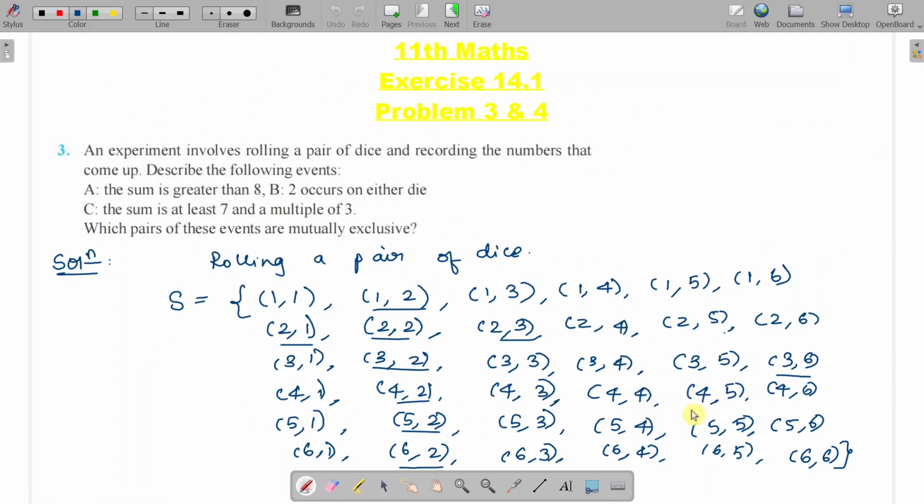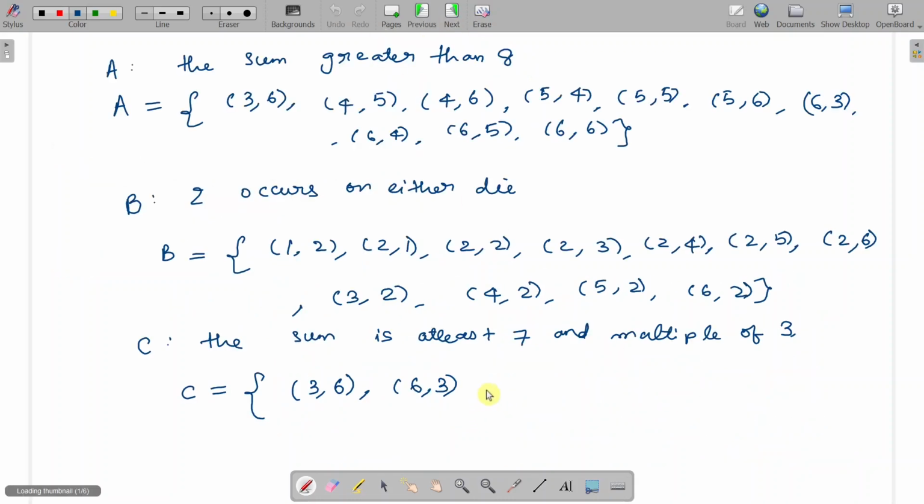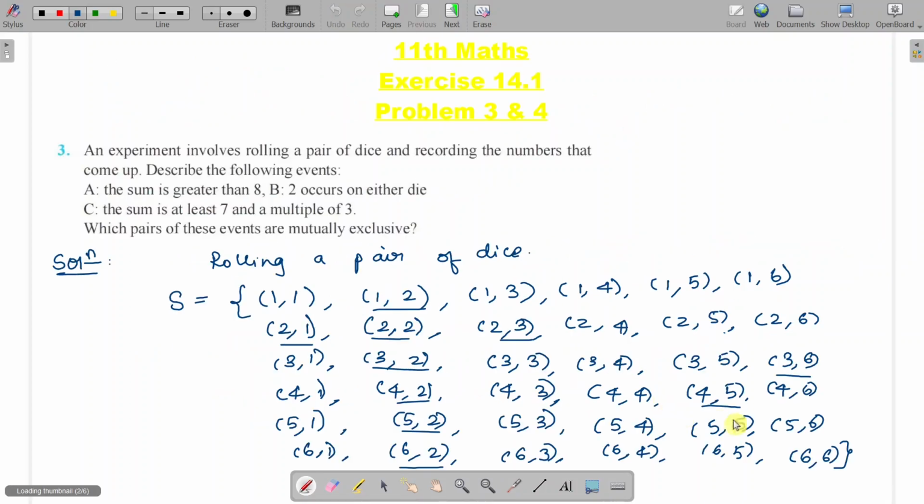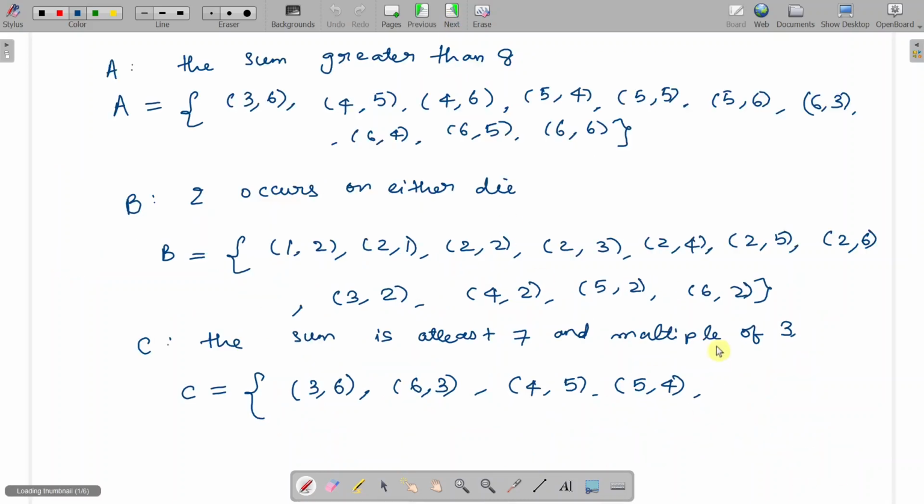Then if we look at this 4 comma 5, so 4 comma 5 will be there, right. So 5 comma 4 will be there, okay. Have you understood? Then 6 comma 3 we have already written. 6 comma 6 is there, right, because 6 plus 6 is 12 and 12 is a multiple of 3. So this is the set C.